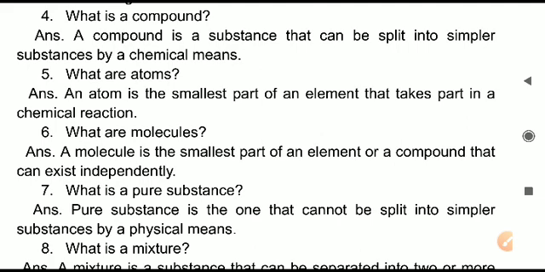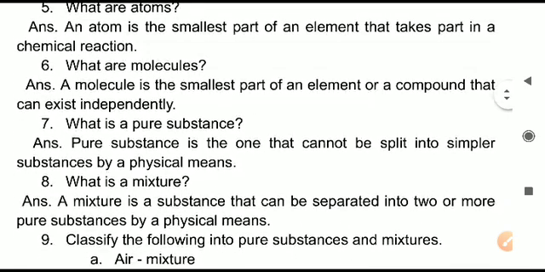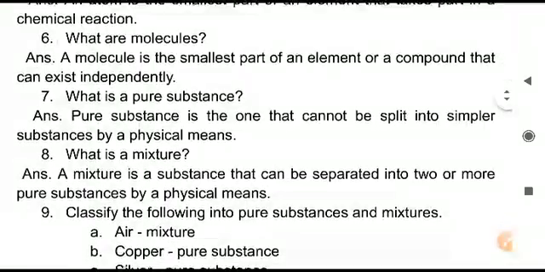Atom is the smallest part of any element that takes part in a chemical reaction. But the molecule is what? It is the smallest part which is independent. Atom is smaller than molecule. When different atoms combine, then only the molecule will form. And when the molecule is formed, it can remain independently.